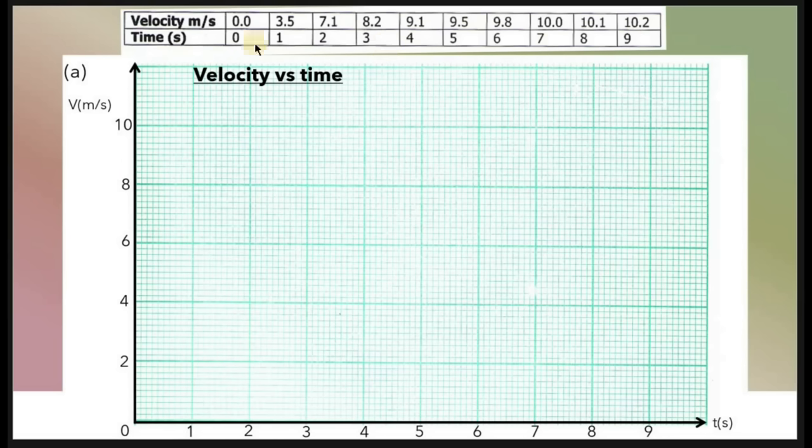So I'll start plotting 0,0 here. Then next, you plot 1,3.5. Usually it is hard to plot these points here, unless I had a big graph paper where I had extended these, it was going to be simple. Because of that, what I have done is this: I rounded off. So this becomes 4. This one becomes 7. This one 8. This one 9. This one becomes 10, and 10 throughout.